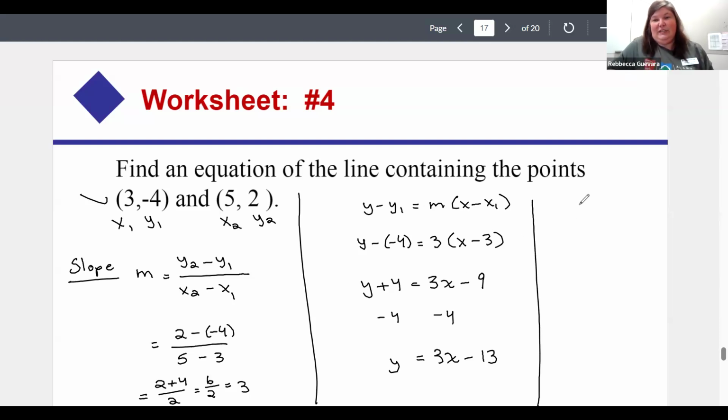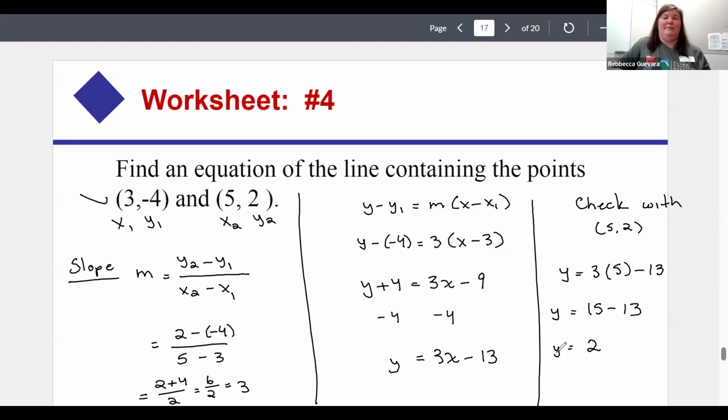From here, like I said, a good idea is to check with the other point. So we're going to check with the 5, 2. I'm going to leave the y the same, and just replace the x with the 5, and we're going to see if we get a 2 back. So we get 15 minus 13, which is equal to 2. So we get y is equal to 2 back again. So it is correct.